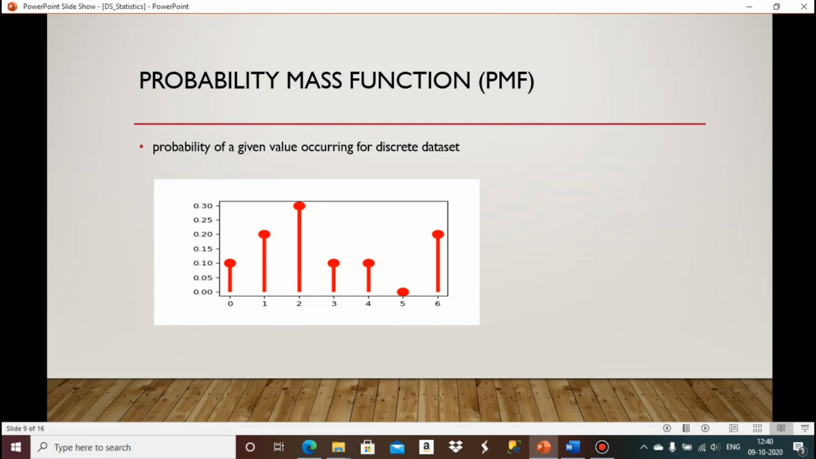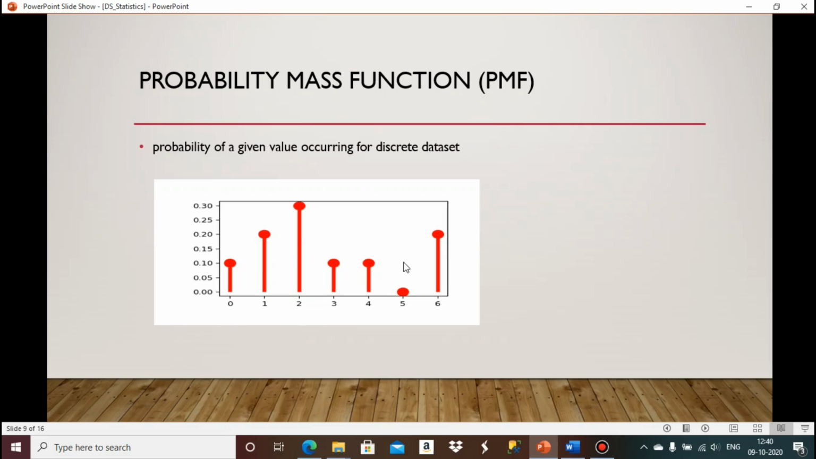Then comes the probability mass function. This probability mass function is mainly used for calculating the probability from a discrete data set. Discrete data set means, here if you can see the graph, say the possible values are 0, 1, 2, 3, 4, 5, 6. Okay, 7 possible values, and I can calculate the probability of what my next value may be from the set of values.